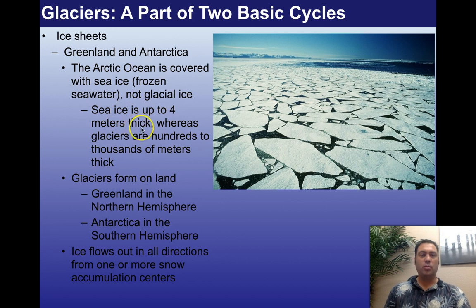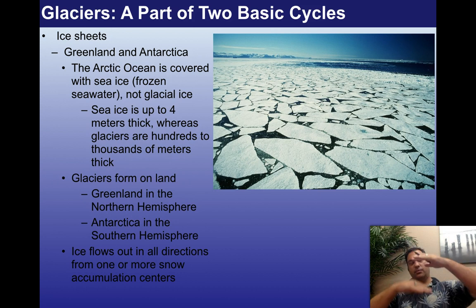Sea ice is up to 4 meters thick. That's about 15 feet. Whereas glaciers are hundreds to thousands of meters thick, right? So the sea ice just freezes that uppermost crust of the ocean, and then it insulates the rest of the ocean from that very cold Arctic environment. So you basically have water from about 4 meters down.